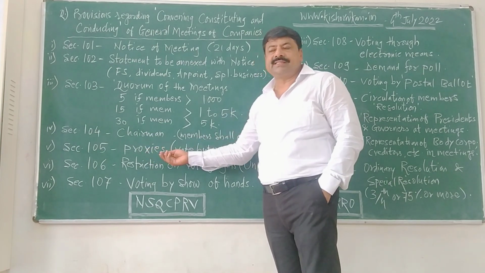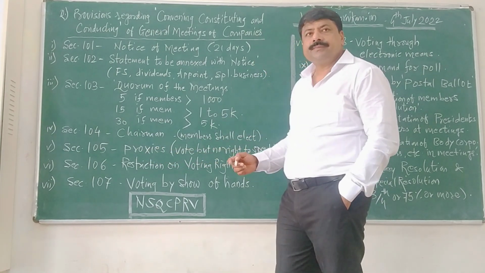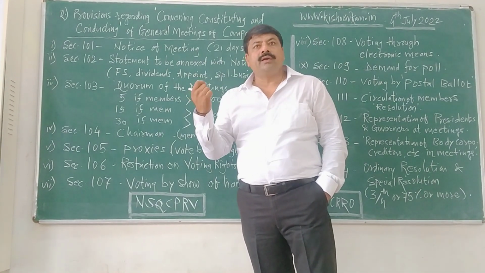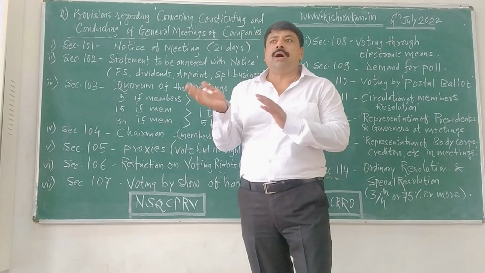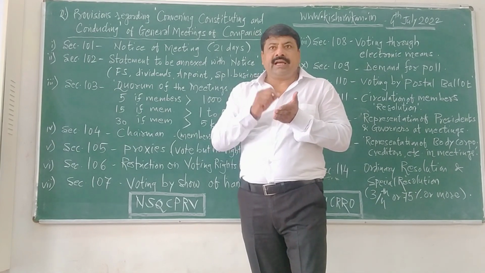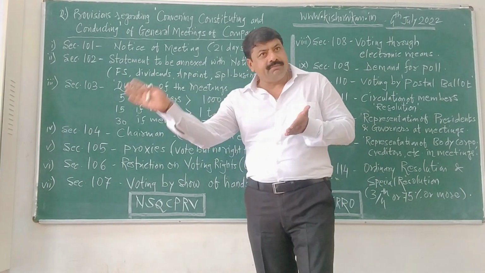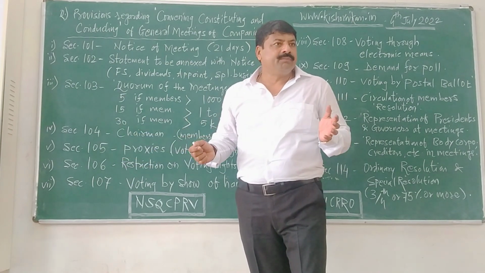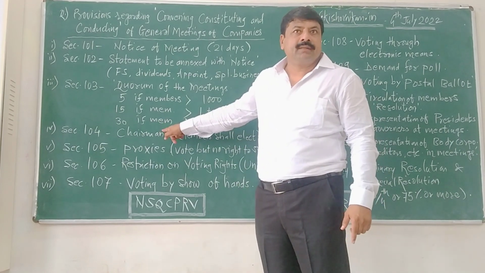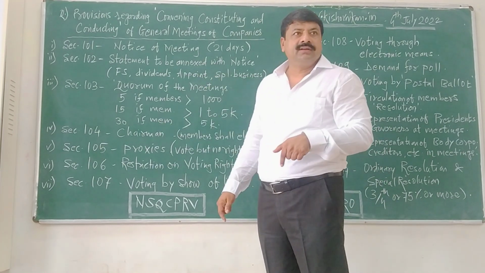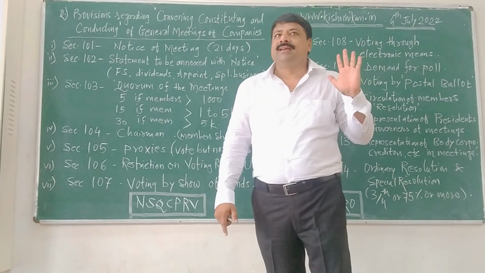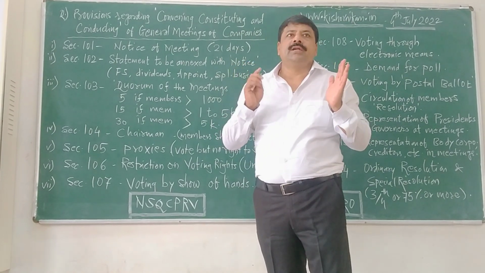105, proxies. What is proxy? When one person is absent, voting is going on, but he wants to vote, he is out of town, he can write to the board of directors, he can write to the chairman that I will be absent, but in my place, my friend Mr. Y should be given an opportunity to vote on my behalf. That is called a proxy. The proxy person can vote, but he has no right to speak in the meeting. He will not interfere. He will not put his opinion.